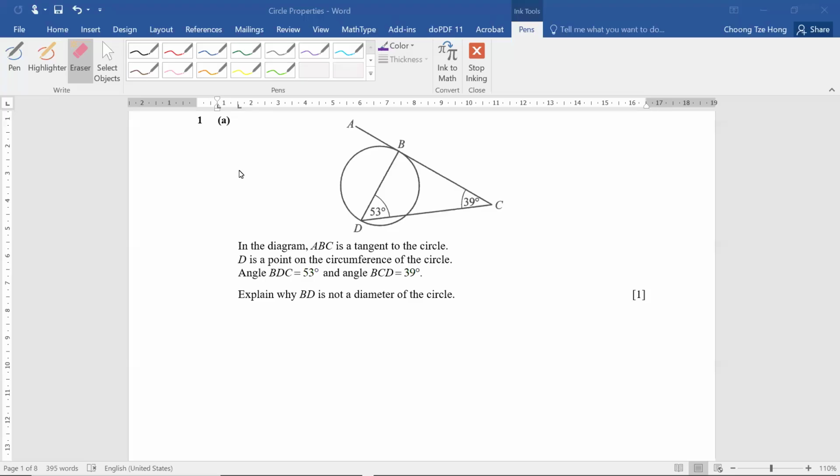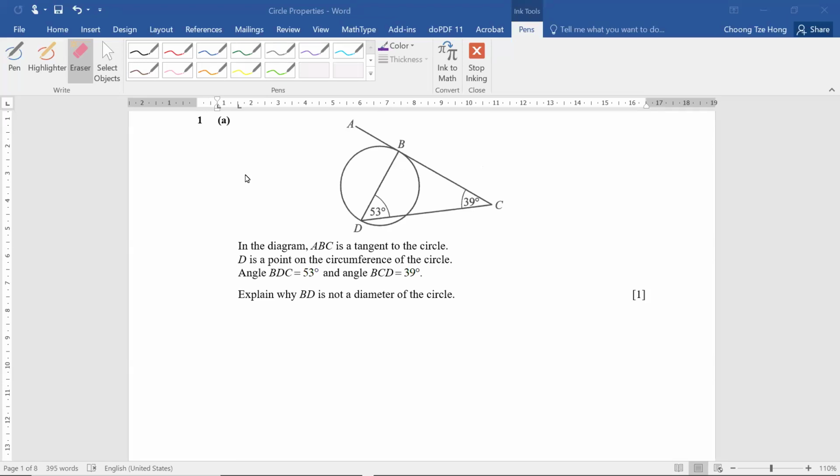Hi students, in this video I'll be going through the 2013 paper 1 question 13 from the O-level mathematics paper. This is a question related to properties of circle. Let's read the question. In the diagram, ABC is a tangent to the circle. D is a point on the circumference of the circle, and angle BDC equals 53 and angle BCD equals 39. Explain why BD is not a diameter of this circle.